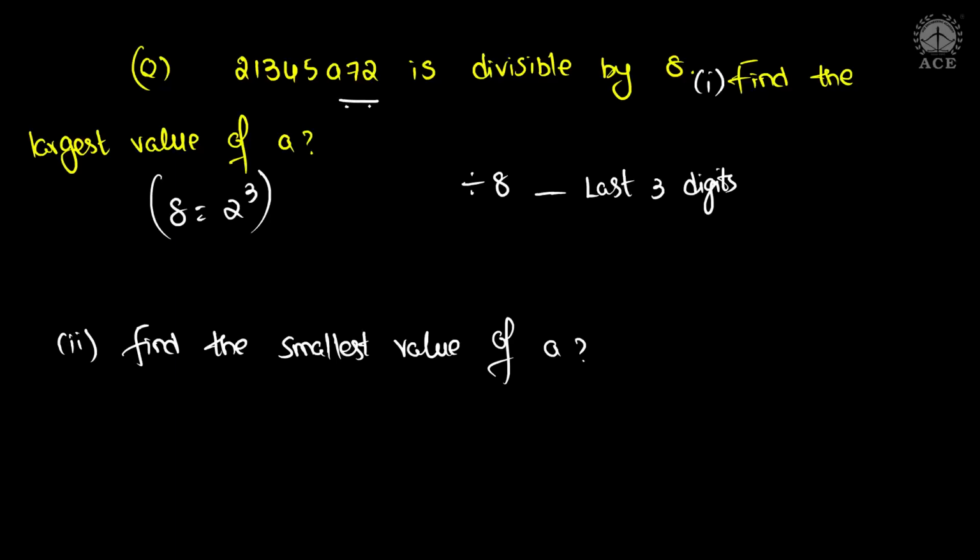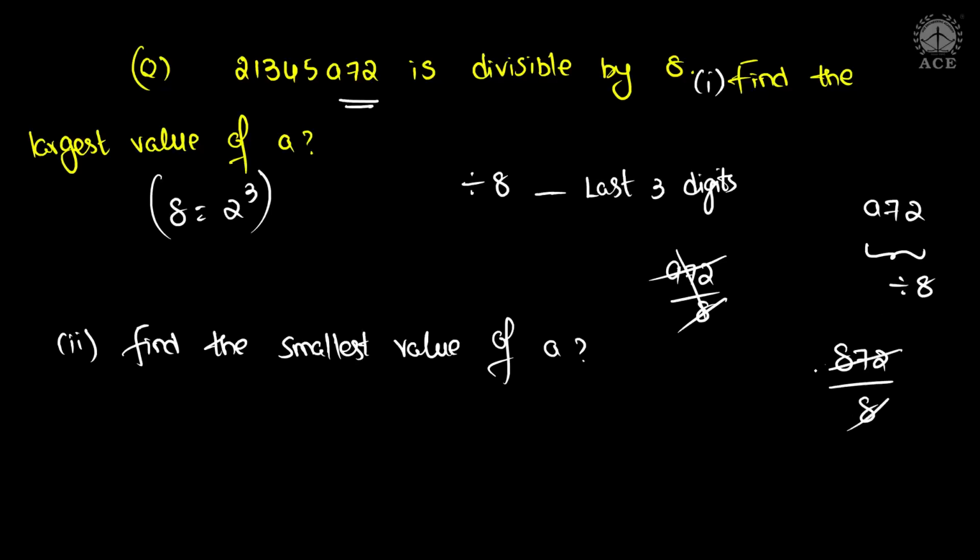See, the last 3 digits are A72. It is divisible by 8 means we have to try here. Maximum value means 972. Is 972 divisible by 8? No, not divisible. Whereas 872, the next maximum value, is divisible by 8. Yes, 109 times. So the A value must be equal to 8, the maximum value.